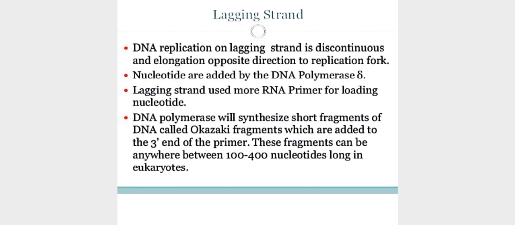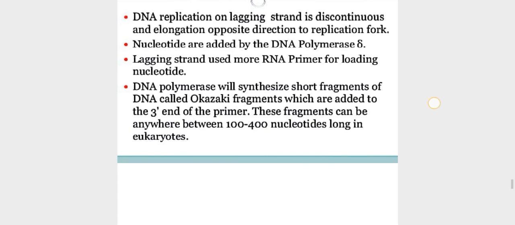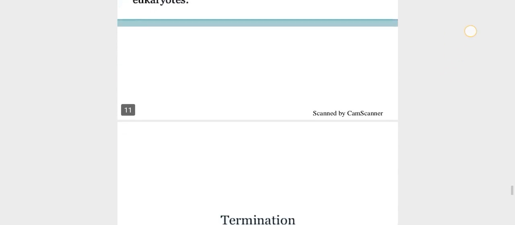Lagging strand. DNA replication on the lagging strand is discontinuous, and elongation is in the opposite direction to the replication fork. Nucleotides are added by DNA polymerase delta. The lagging strand uses more RNA primers for loading nucleotides. DNA polymerase will synthesize short fragments of DNA called Okazaki fragments, which are added to the 3' end of the primer. These fragments can be anywhere between 100 to 400 nucleotides long in eukaryotes.